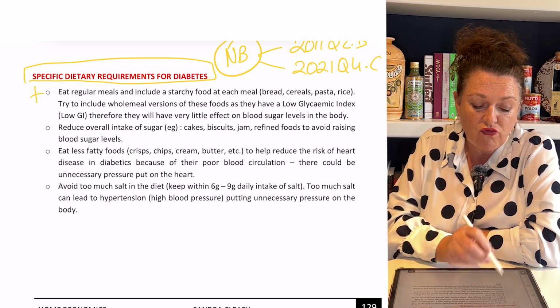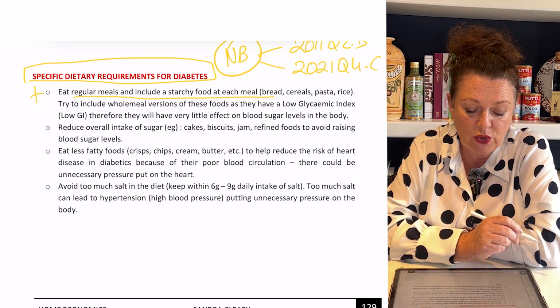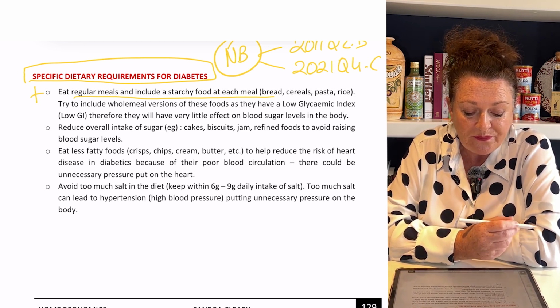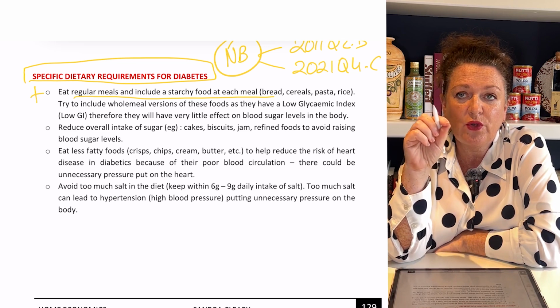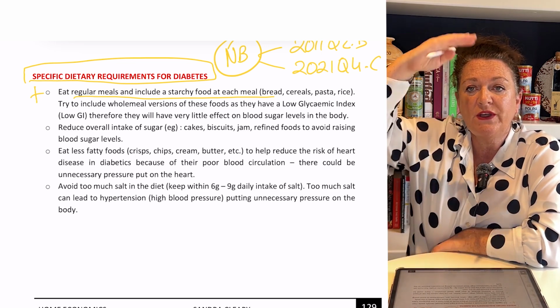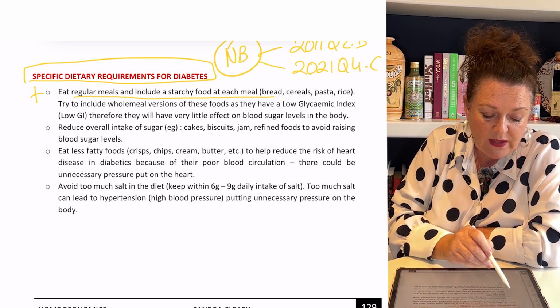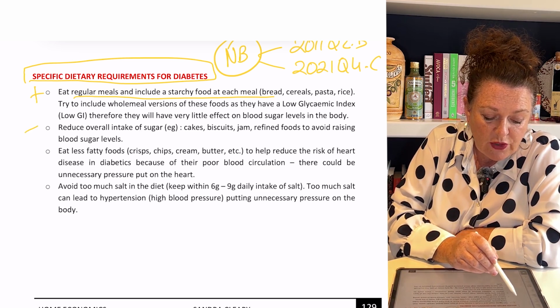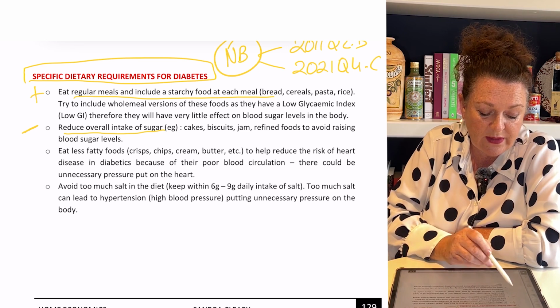So eat regular meals with a starchy food, ideally a low GI, and this will mean that you've got a steady trickle of glucose going into the bloodstream and you avoid these sugar spikes, which will affect the pancreas. Secondly, reduce your overall intake of sugar to avoid sugar spikes.